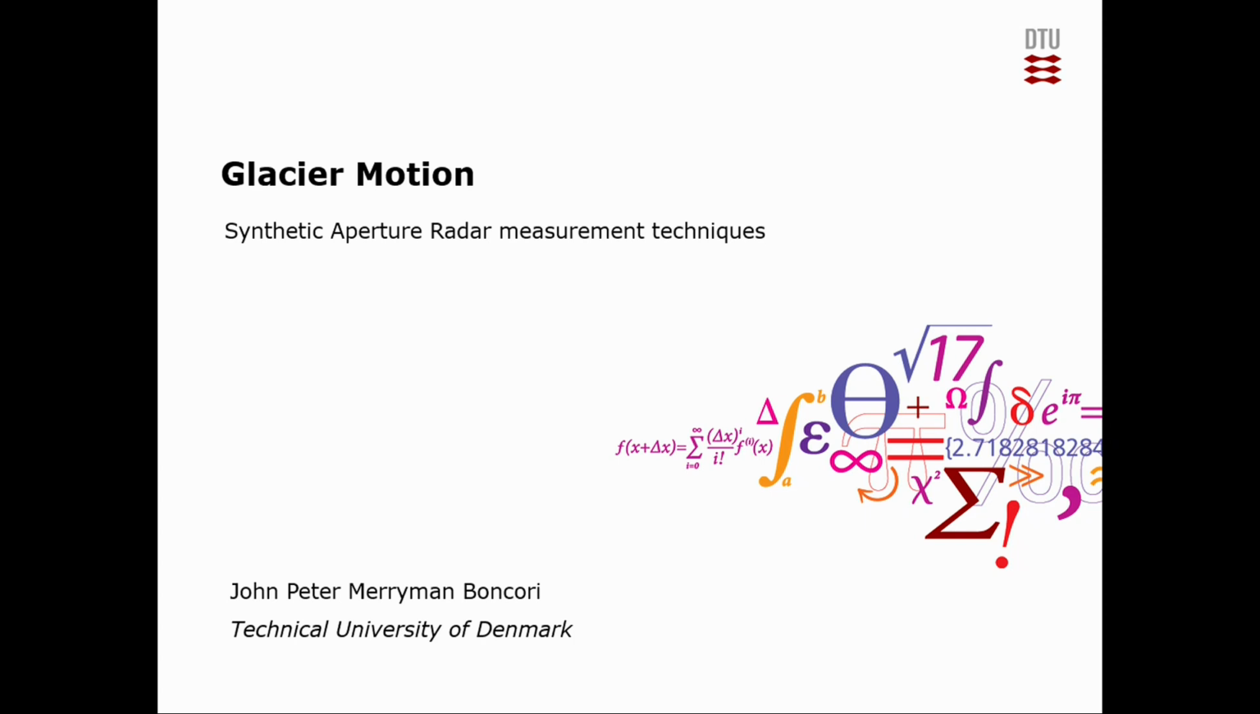So my name's John Merryman. I'll be talking about glacier motion. And I'll be very biased in my talk because I work with satellite radar images, and although you can measure glacier motion both with radar images and with optical ones, I will talk basically only about the use of radar for this purpose. But there's also a scientific reason for this.